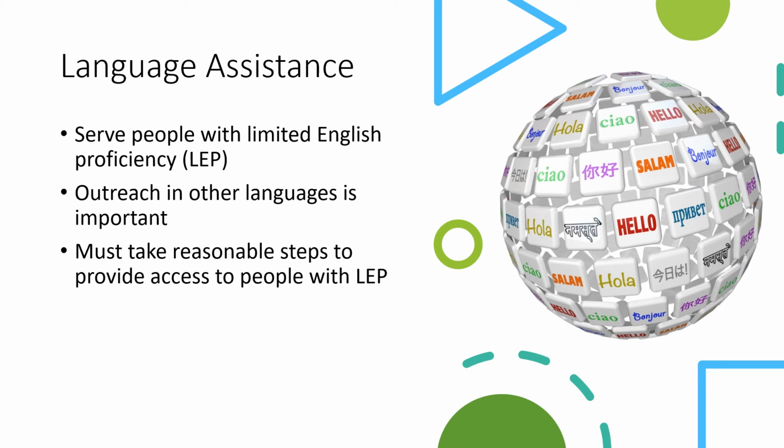1. Number or proportion of limited English proficiency persons eligible to be served by the program. 2. Frequency with which limited English proficiency individuals come in contact with the program. 3. Nature and importance of the program to people's lives. 4. Resources available to recipients and cost. We are tasked with exploring the most cost-effective means of delivering language services to limited English proficiency recipients.